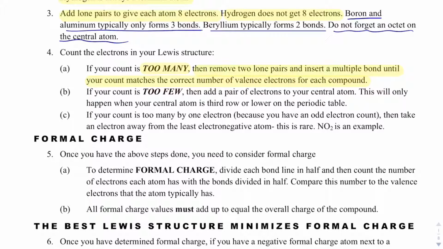Now, if your count is too few, so you've given everything 8 electrons and your count is still too few, then you just add a pair of electrons to your central atom. So if you're 2 short, then you just add it to your central atom. But if you are 4 short, then you just add 4 electrons or 2 pairs to your central atom. This will only happen when your central atom can exceed an octet, and that only happens when your central element is in the 3rd row or lower on the periodic table, meaning that they have access to d orbitals.